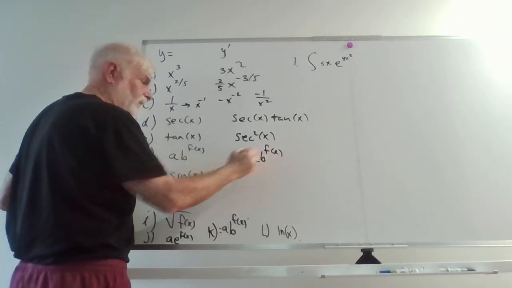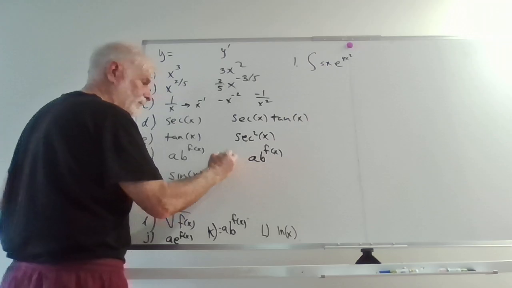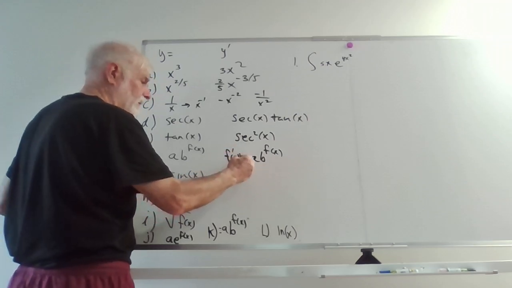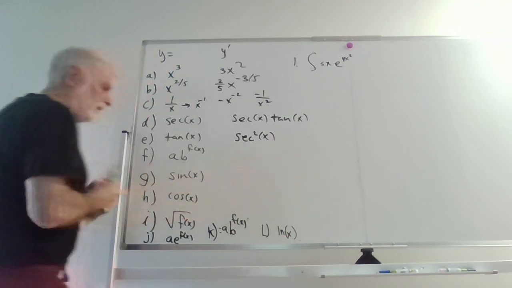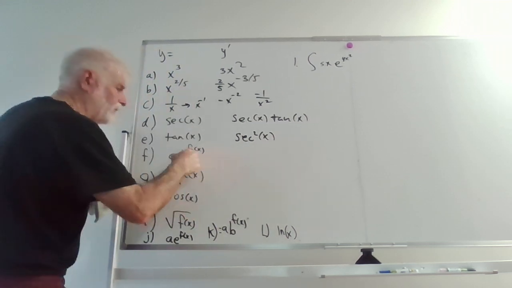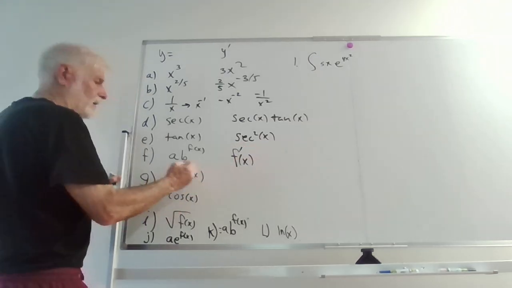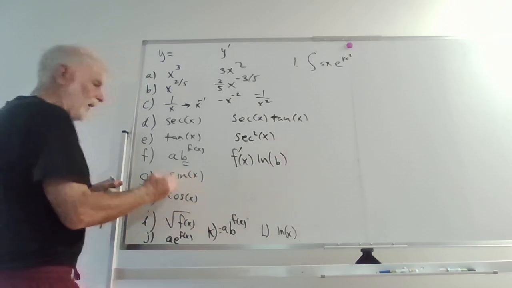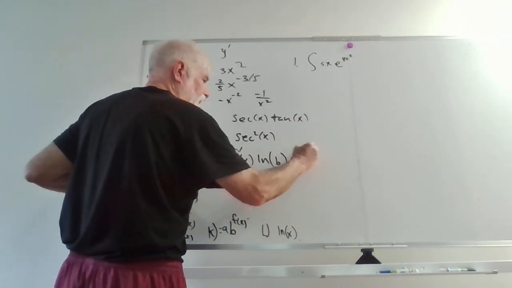Times the derivative of f of x times the ln of the base. So that's going to be f prime of x, ln of b. Boy, I butchered that. Right? What order should I do it in? I'll do it here. Derivative. So we have f prime of x, ln of the base times the critter I gave you, a b to the f of x.